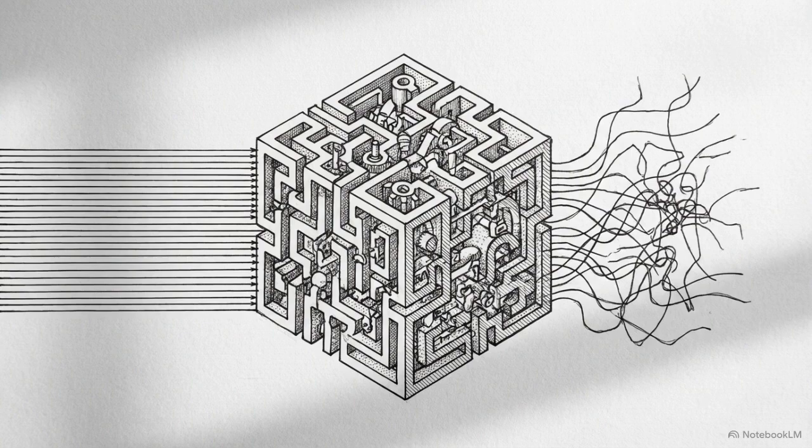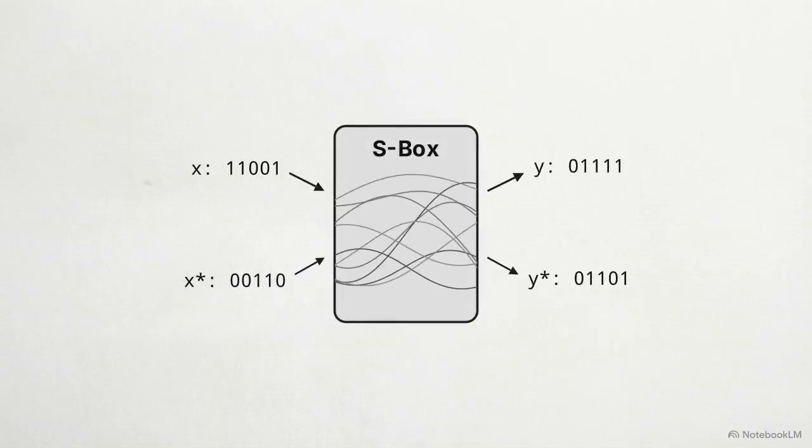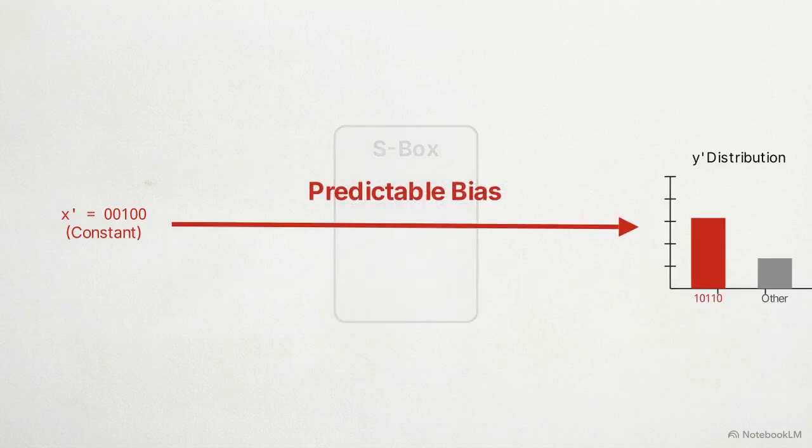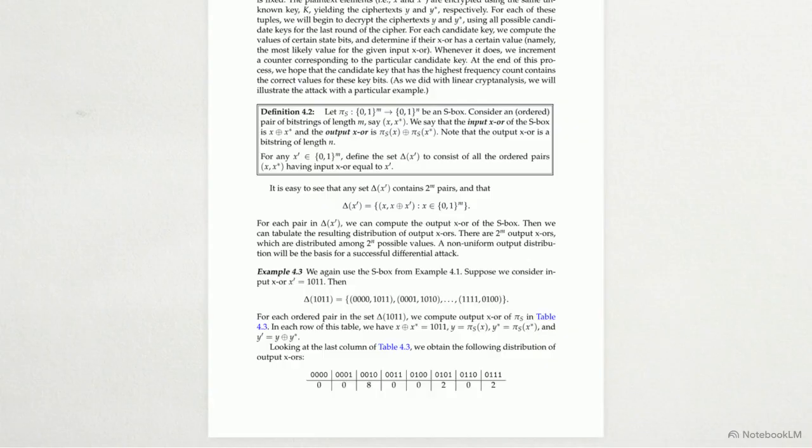To understand how a difference propagates, we have to look at the microscopic level of the cipher, the individual substitution box, or S-box. S-boxes are explicitly designed to be nonlinear and produce seemingly random outputs, but their XOR propagation behavior is highly predictable and non-uniform. This is Table 4.3 from the text, displaying the raw data of an S-box when we provide a specific input XOR of 1011.